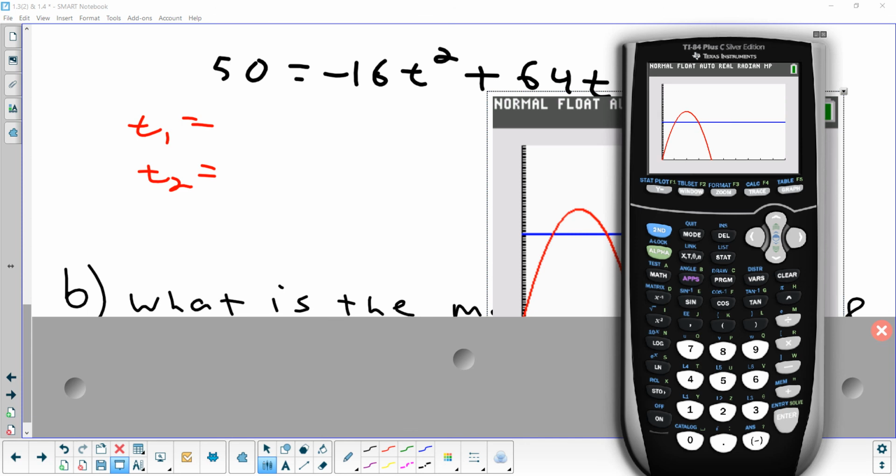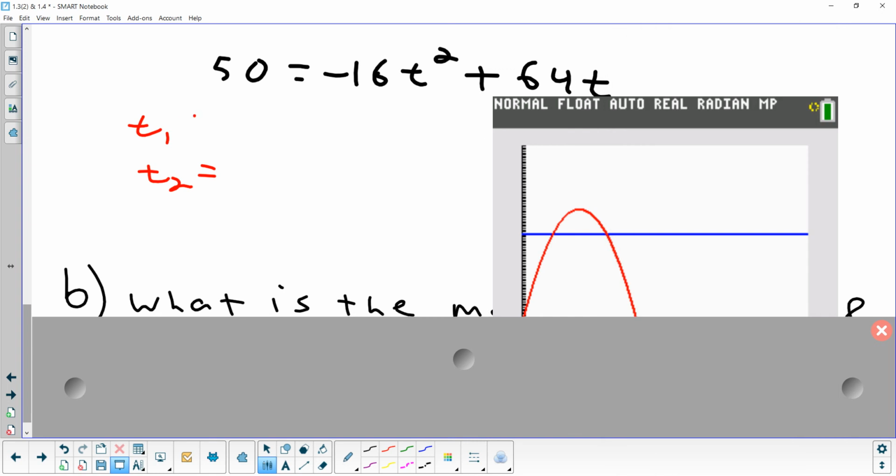The first time it hits 50 feet is second calc intersect. Let's pick a point. Blue, red. Do my guess. I have to have my guess closer to the left. It's about 1.06. So approximately 1.0 seconds after it's launched, it'll hit 50 feet.